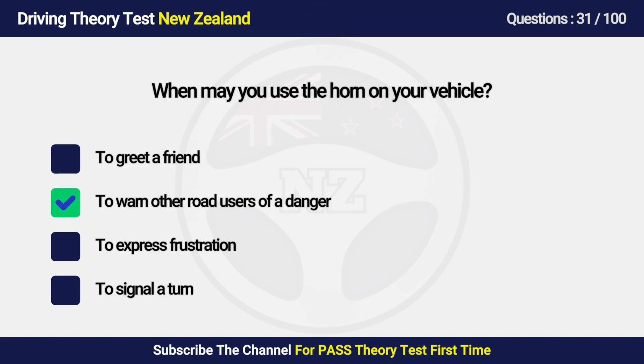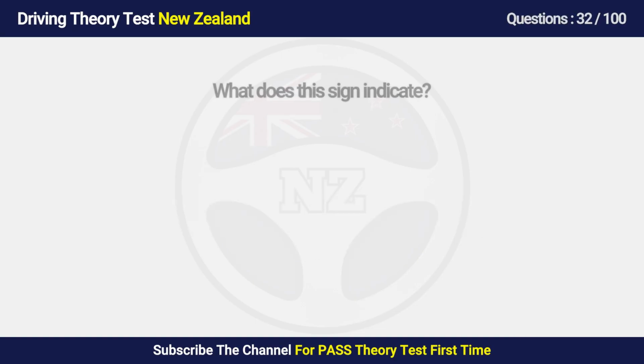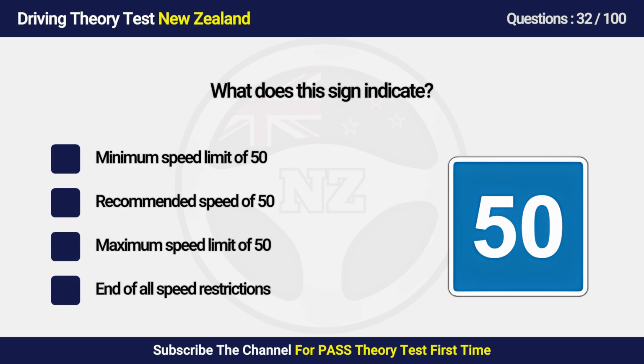Answer is B. To warn other road users of a danger. The horn should only be used as a warning device to alert other road users of your presence or an immediate danger. Misuse can be an offence. Question 32. What does this sign indicate? A. Minimum speed limit of 50. B. Recommended speed of 50. C. Maximum speed limit of 50. D. End of all speed restrictions.